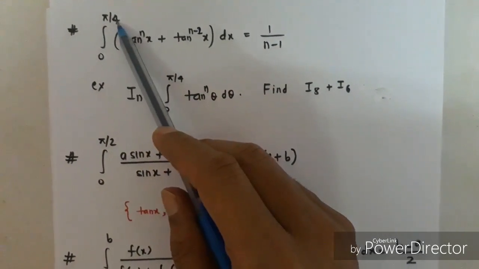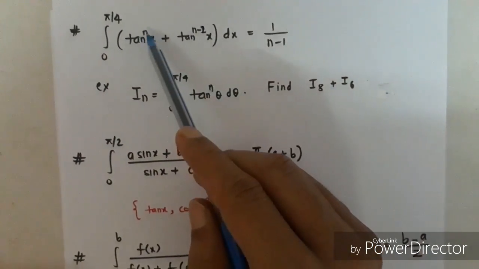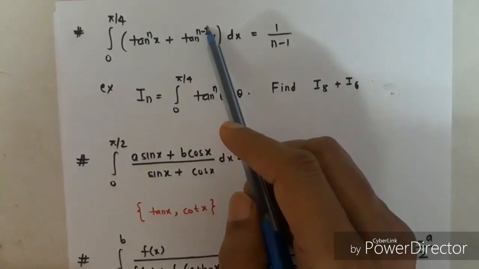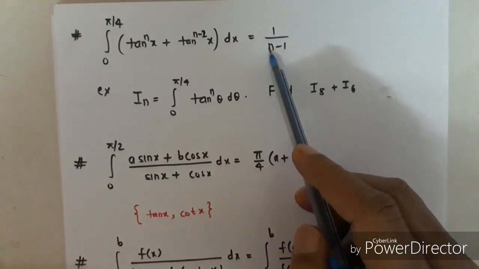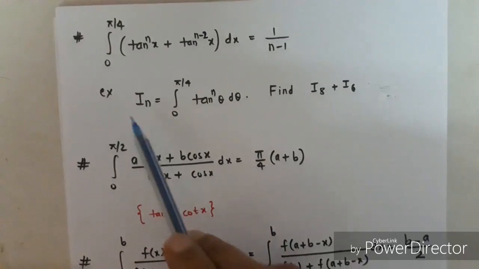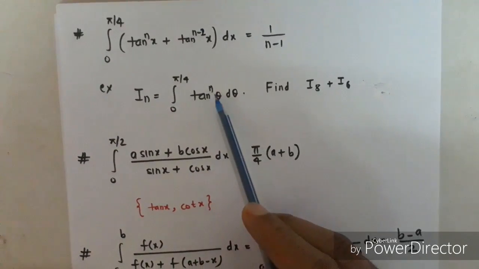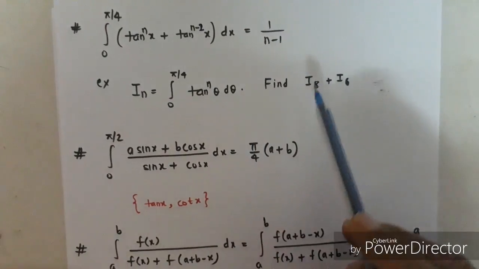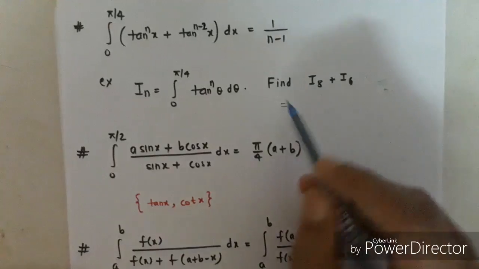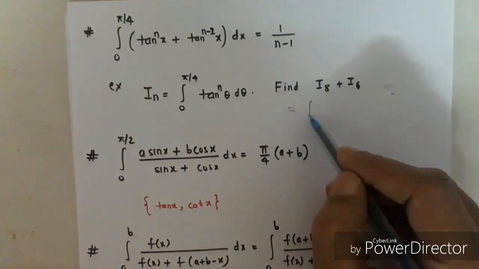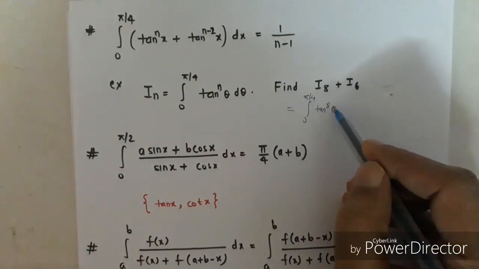Definite integral 0 to pi by 4 of tan x power n plus tan x power n minus 2. If the power is n here, then it is n minus 2. The difference is 2. That equals 1 by n minus 1. For example, suppose In is integral 0 to pi by 4 tan raised to n theta. Question says find I8 plus I6. Now if In is this, so I8 would be 0 to pi by 4 tan raised to 8 theta d theta.